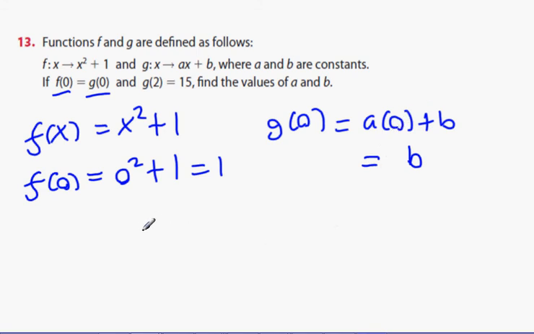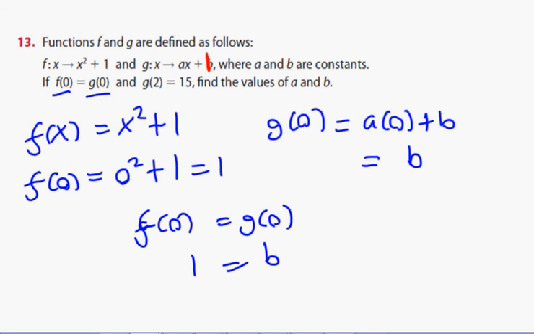Now we know that f of 0 equals g of 0. This means that b is g of 0 and 1 is f of 0. This means b equals 1. Now we know that b equals 1. Happy enough with that? Who got b equals 1? Okay, a couple of you.